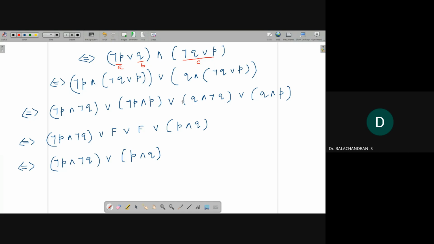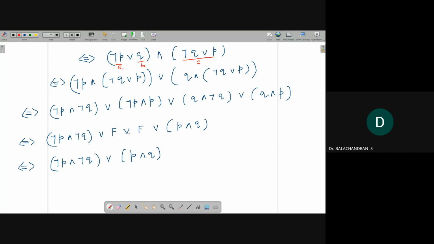Similarly, apply the distributive law here: Q and negation Q, or Q and P. So next I keep the rest as it is. P and negation P is what? Contradiction, false, or Q and negation Q is false, or by the commutative law, P and Q.